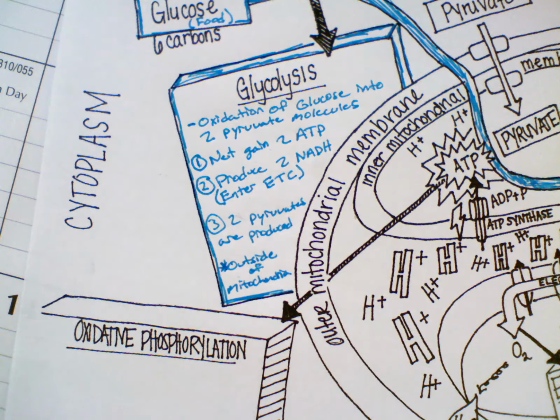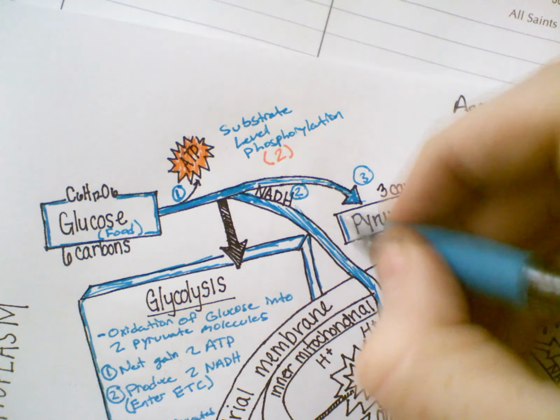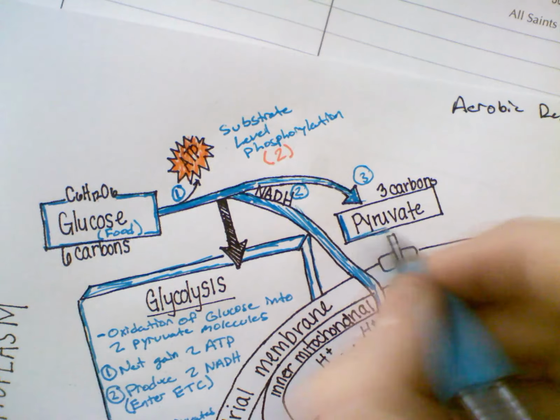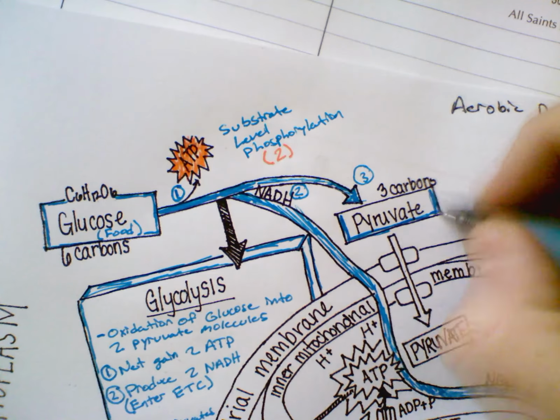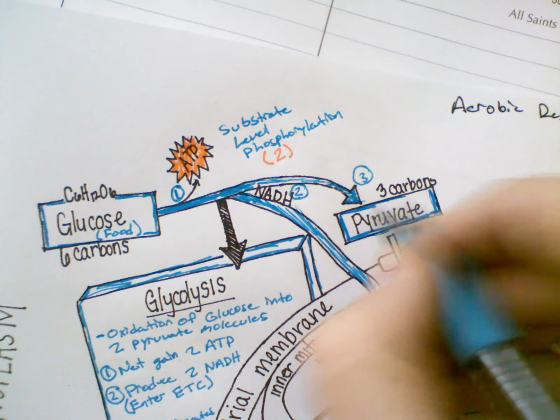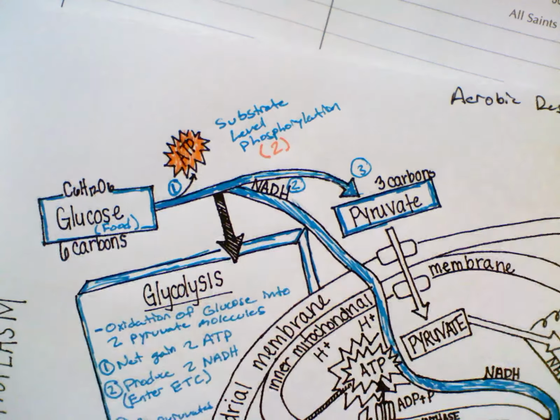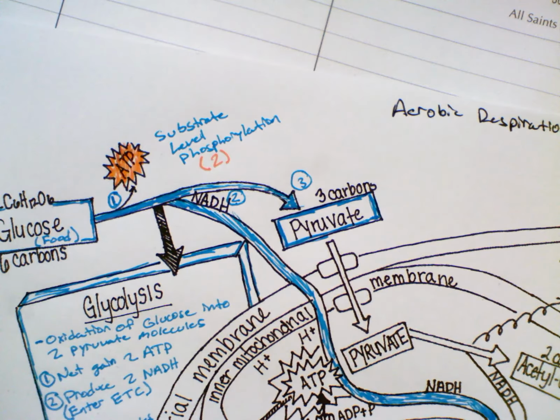All right, at this point, one of 2 things can end up happening. This is where the split occurs. So we have our pyruvate. What's the next thing that must be determined? Is there oxygen? If there is not oxygen, what would this pyruvate be used in?